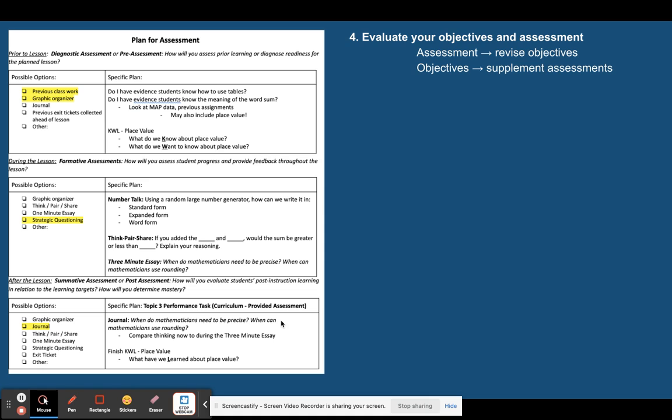The question I want to ask them is, when do mathematicians need to be precise? And when can mathematicians use rounding? I want them generating, because if they can understand the scenarios where they need to use it, then I really think they have a strong grasp of it.